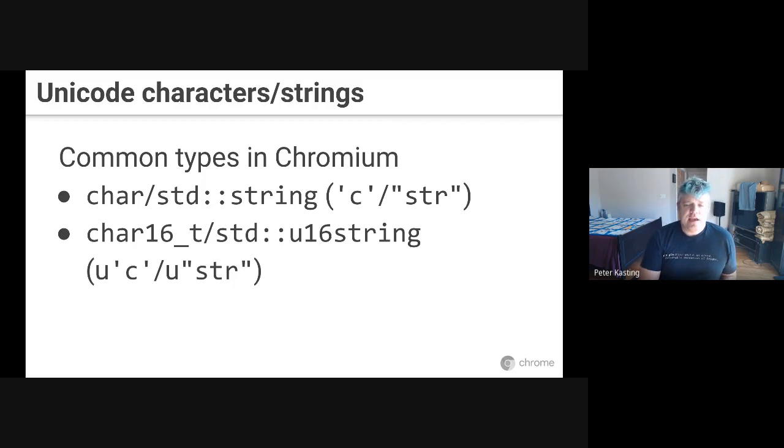There's char16_t and u16string. If you're looking for string16, it doesn't exist. We removed it earlier this year in favor of u16string. So in case you didn't notice that change, go through the code base. That happened. And this means that you can declare 16-bit code unit literals with a leading u and then quotes. So if you do u"str", it means give me back a u16string that has this string in it.